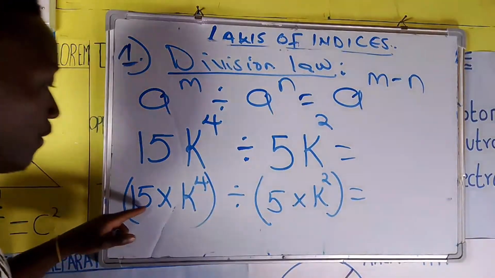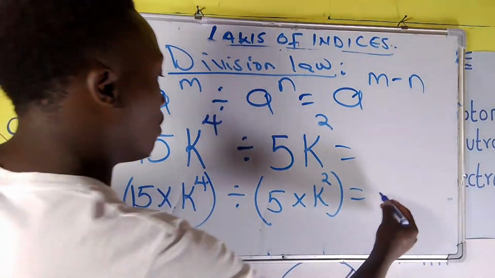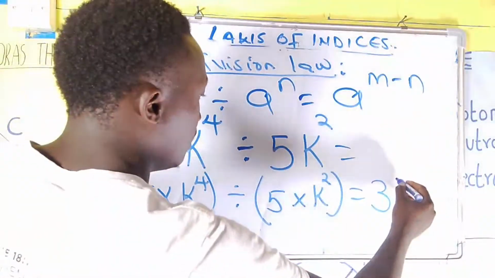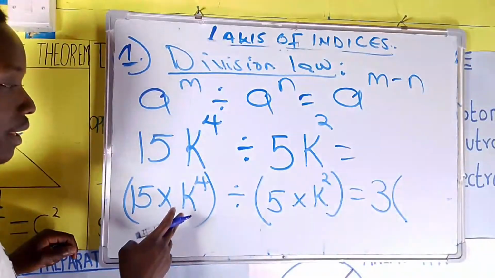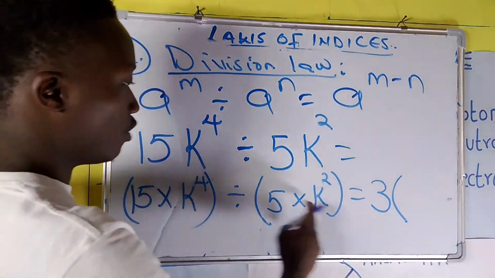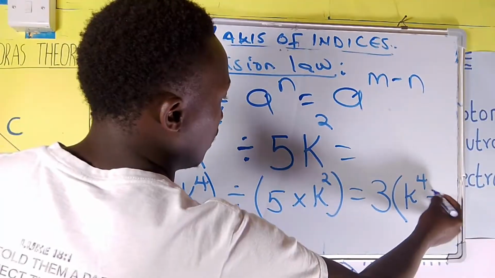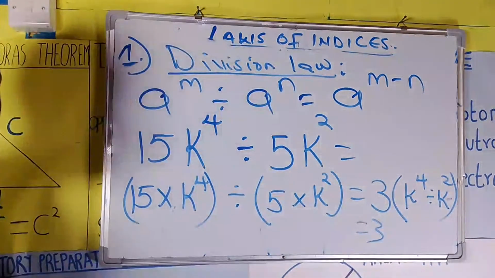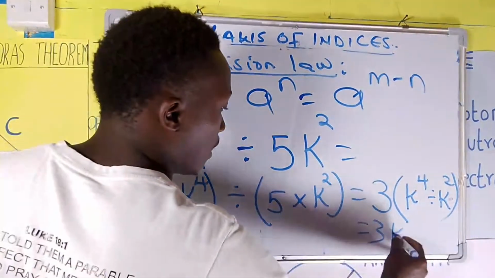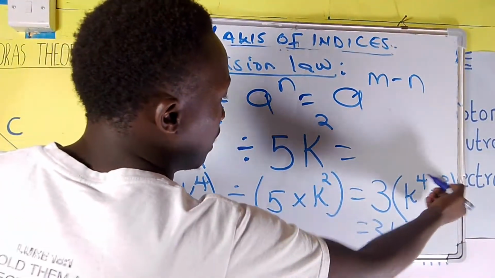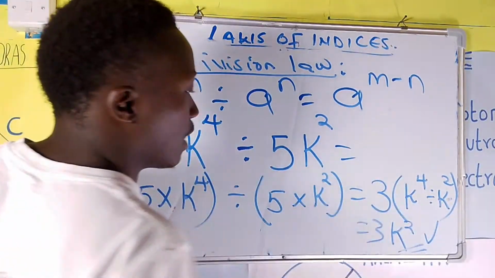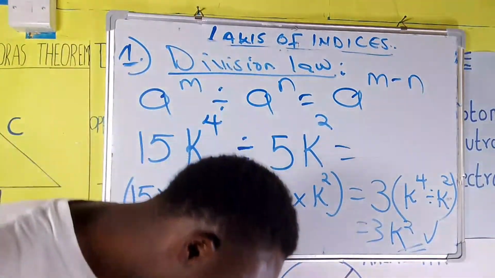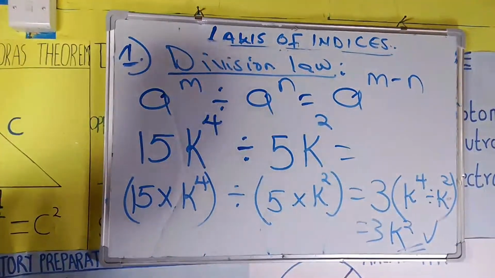So 15 divided by 5 will be equal to 3. Then into brackets, k to power 4 divided by k to power 2. So our response will be 3, k to power 4 minus 2 is 2. That is 3k squared. That will be our response, 3k squared.